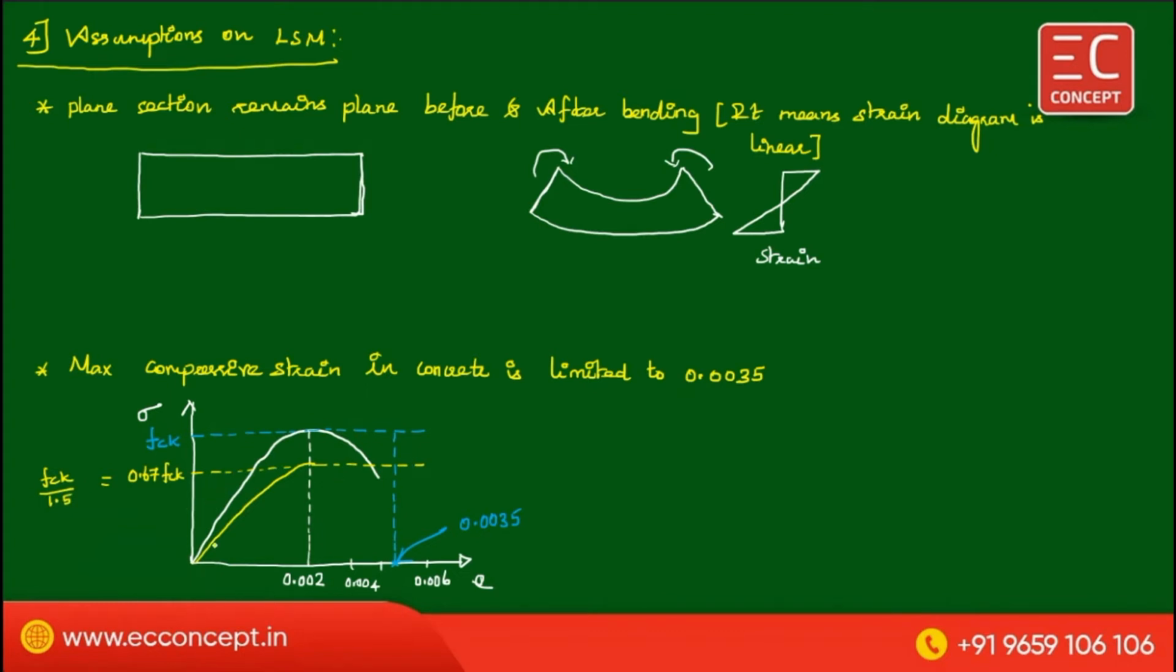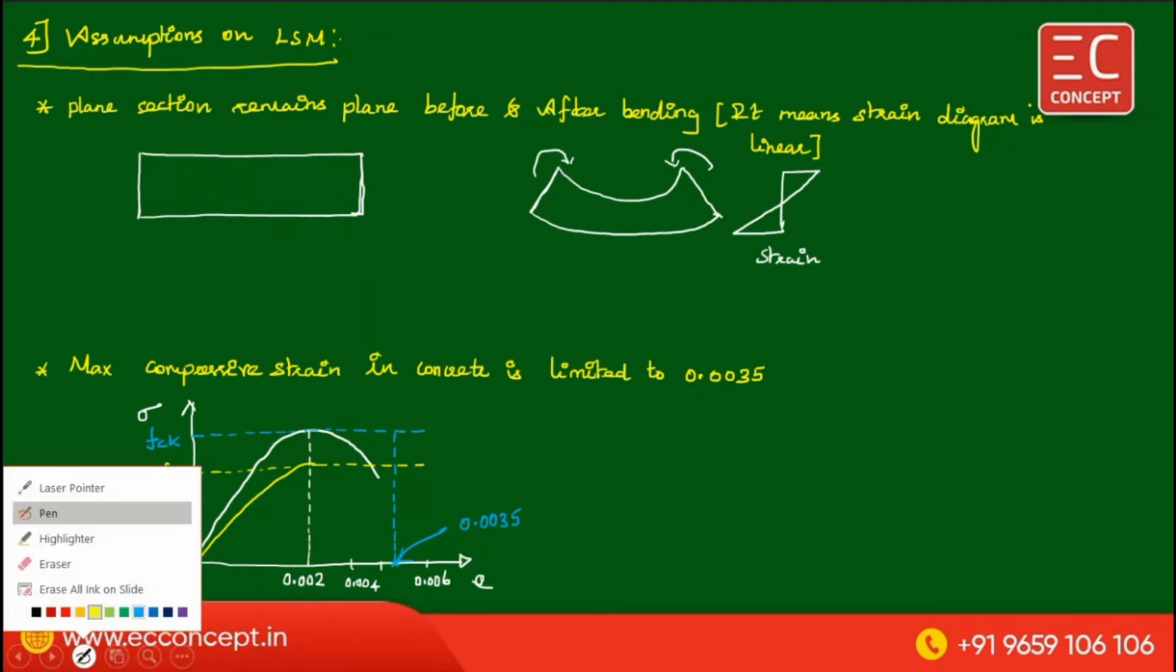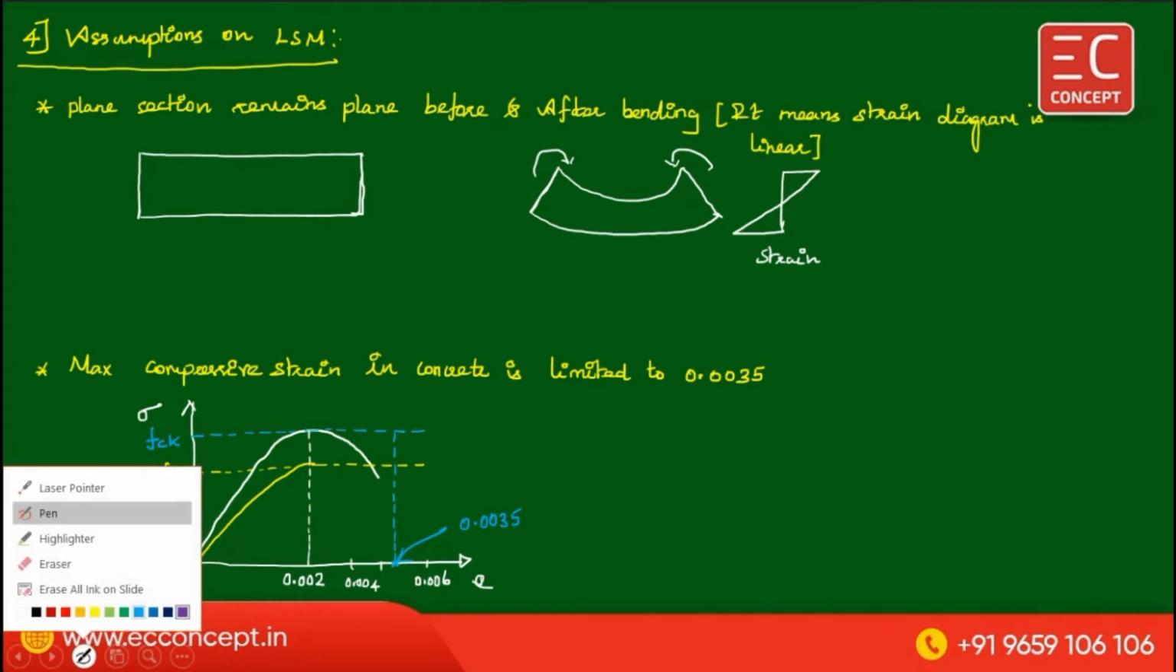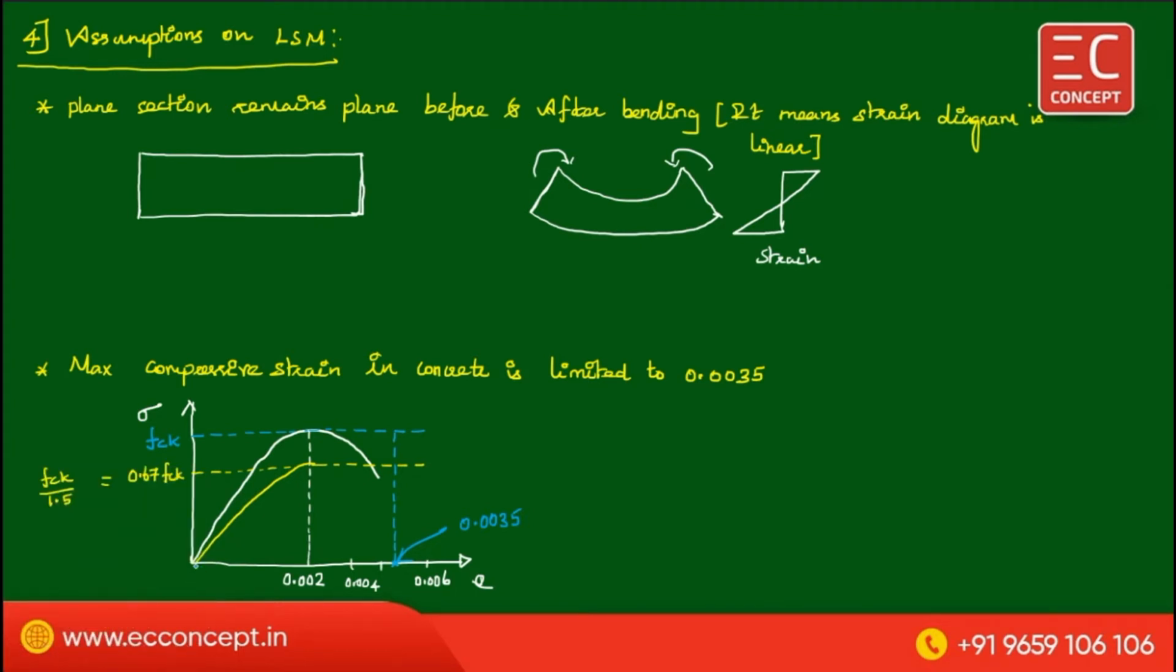But for design stress, how can we idealize this? We have to idealize this as something like that. Okay, the design stress is a parabola, then it's a straight line.